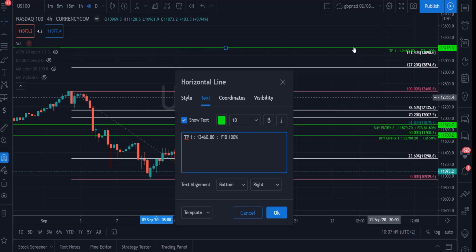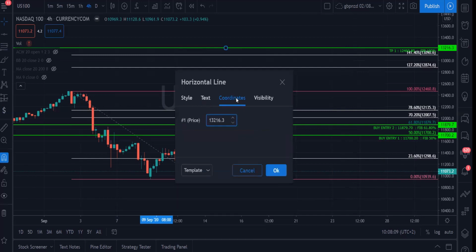Then we want to put that line in that specific spot. Can you see this line here? Mm-hmm. I want to put that line on the specific spot. Was that your question, right? Yes. Right. So on your horizontal line window that you have open, you click on something here called coordinates. Then you have here #1 price, and then you see some figures there. You got to backspace that, and then you put in your coordinates of 12,460.80, whatever coordinates you're using, okay? You with me?